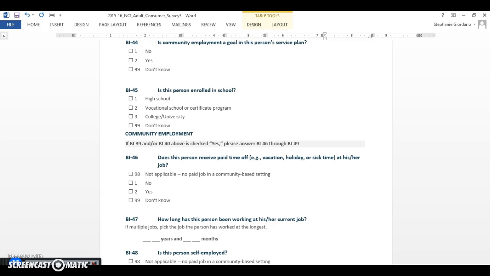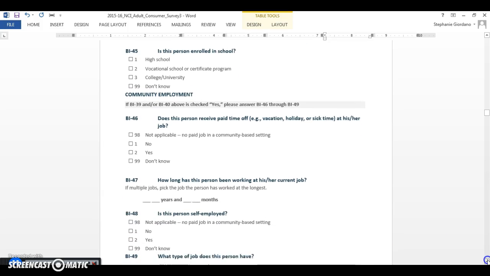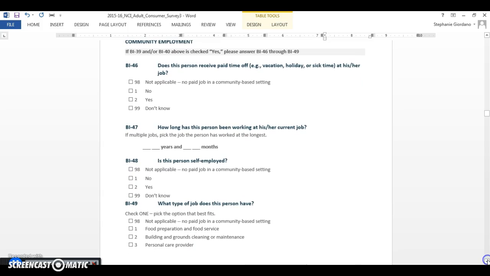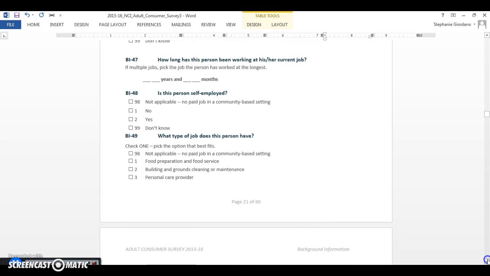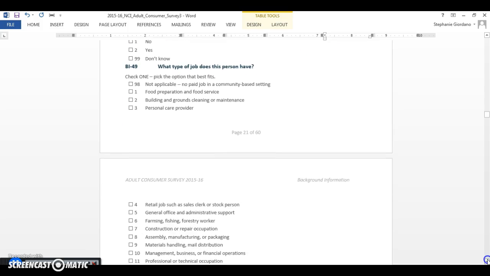We then go on to ask if community employment is a goal in the person's service plan. We also ask if the person is enrolled in school. This is a new question this year. For those who are in community employment, we ask some questions about their employment, whether the person receives paid time off, how long the person has been working at his or her current job, if the person is self-employed, and the type of job the person has.